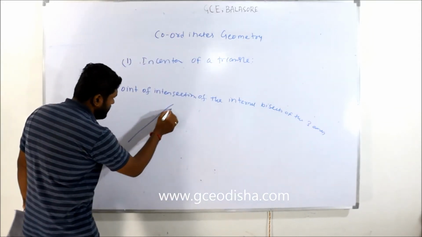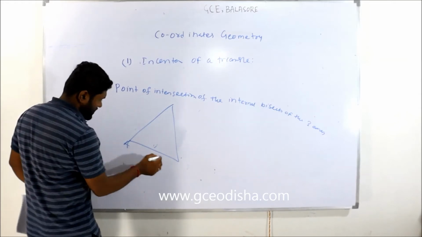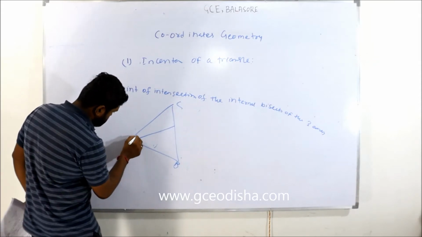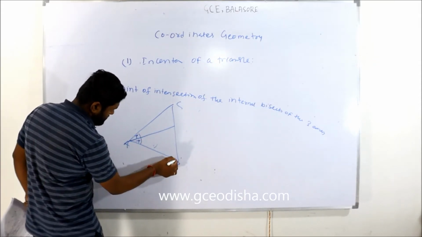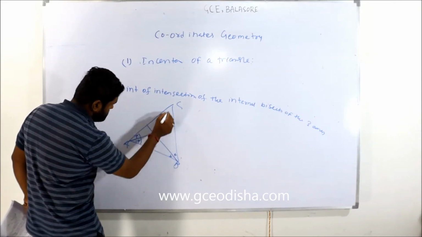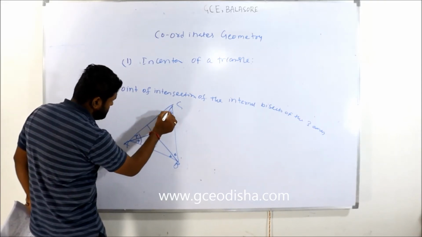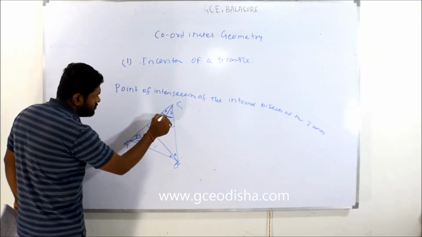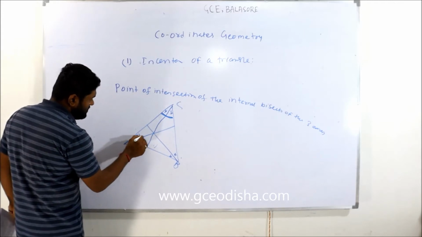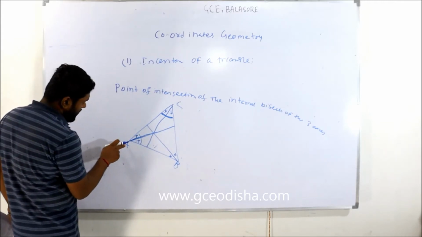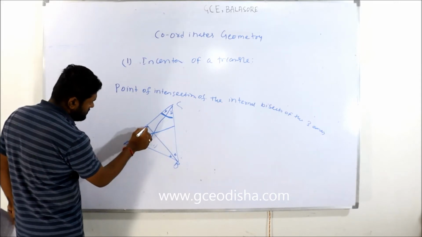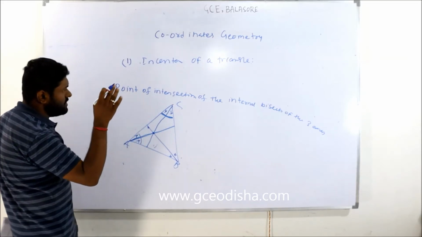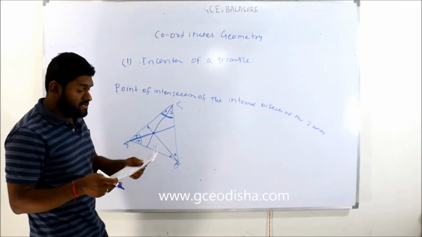Internal bisector generally means that there are three points given, point A, point B, point C. This is the internal bisector where this angle is equal to this angle, and this is the internal bisector where this angle is equal to this angle. This line bisects the angle C into two equal parts. This line will divide the angle A into 2, and this line will divide the angle B into 2, and the point of intersection of the internal bisectors is called the incenter.